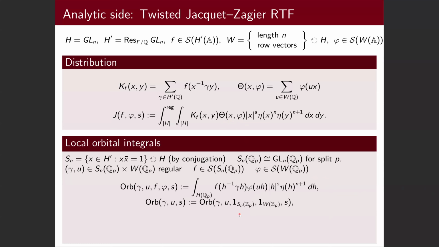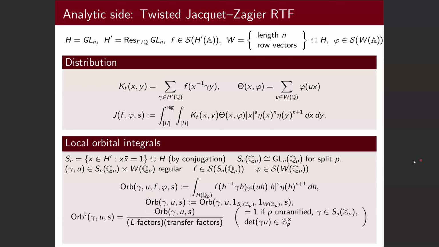And so I want to consider the standard unit test functions. So if I take f to be the characteristic function of the integral points, and I take phi to be the characteristic function of the integral points of this affine space, and then I'll abbreviate this just by dropping the test functions. This will be my orbital integral. And so I'll compare this with heights of CM cycles, but after some normalization.